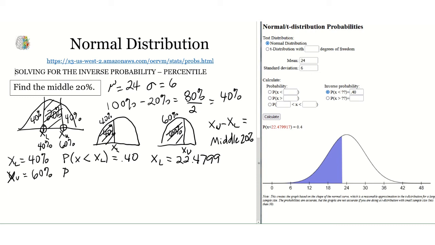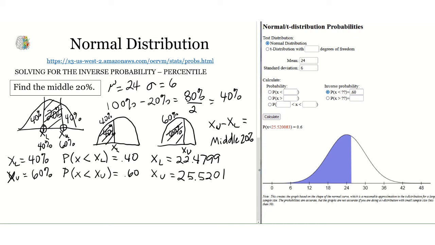Now let's solve for the upper boundary, which is going to be at 60%. So I'm going to change this to 60. Click on calculate, and that is going to give me 25.5201. So once again, right here at the spot where the purple and the white meet, that is the upper boundary for my middle 20%.